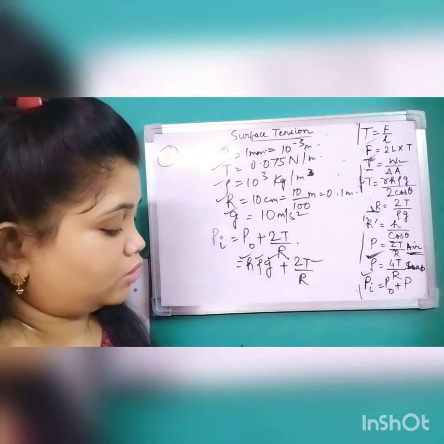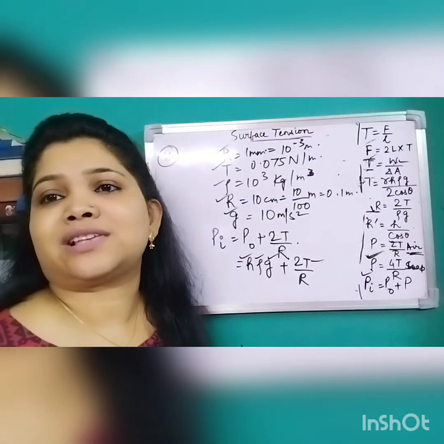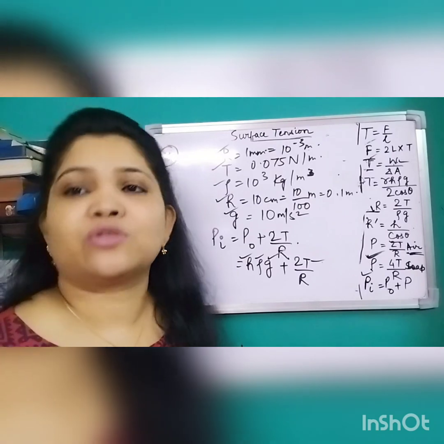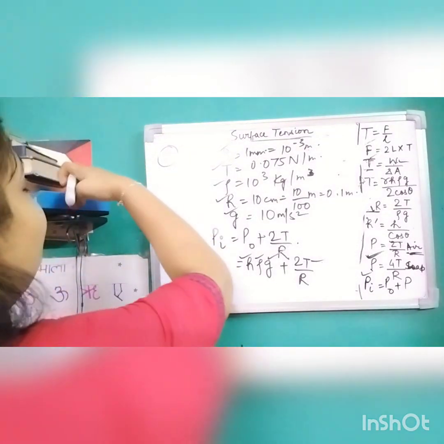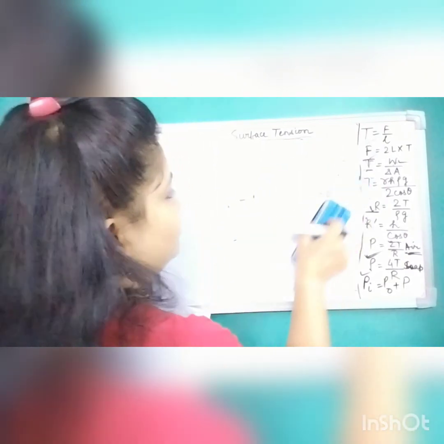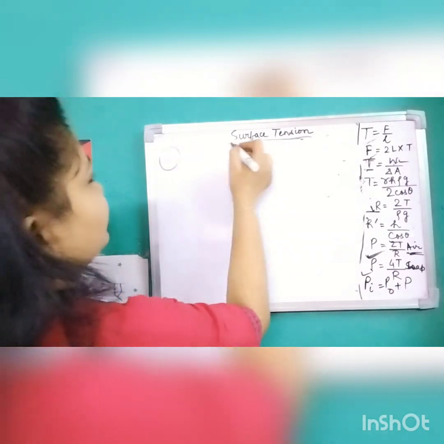Now sum number 17 is exactly same as sum number 16, so I have not done that sum. You will do it yourself as it is similar. Now let's go to sum number 18. Let's see what sum number 18 is telling us.